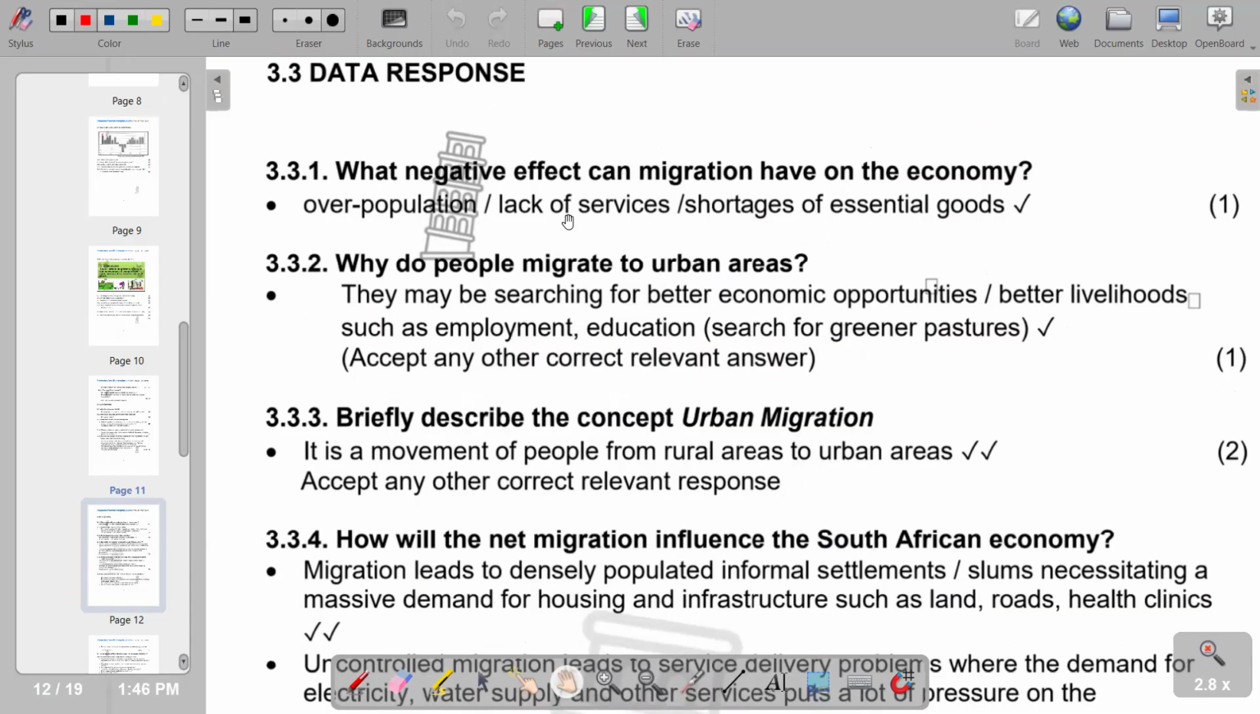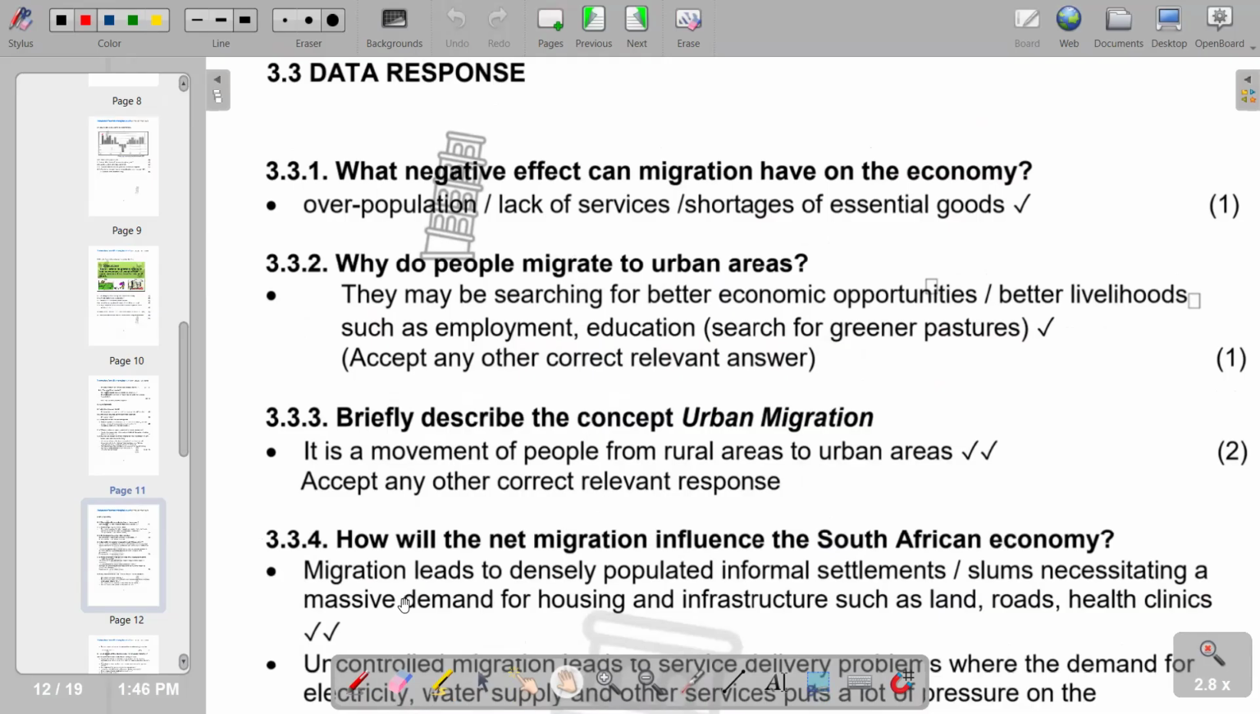Then, why do people migrate to urban areas? They may be searching for better economic opportunities, job opportunities, or also better livelihoods. So this is what we have. Then 3.3.3: briefly describe the concept of urban migration. It is the movement of people from rural areas to urban areas, as indicated.